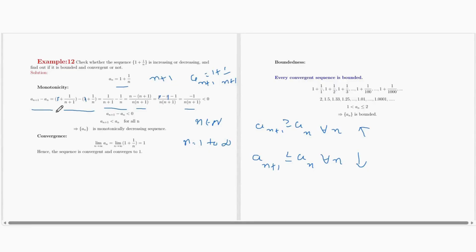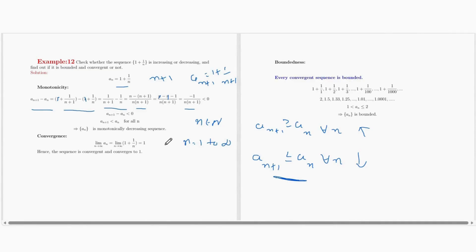a_{n+1} minus a_n is less than 0. Say yes or no from this result. Now shift a_n to this side. So a_{n+1} is less than a_n for all n. So from the definition, a_{n+1} is less than or equal to a_n. So what we conclude? The sequence is a decreasing sequence. So here we conclude that a_n is a monotonically decreasing sequence.